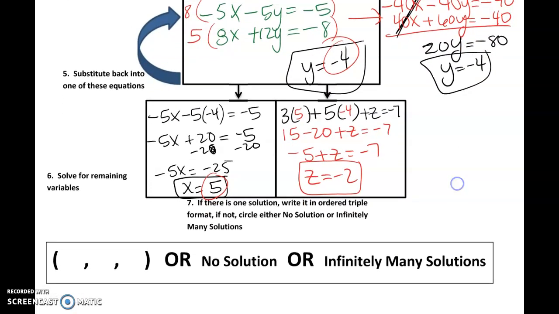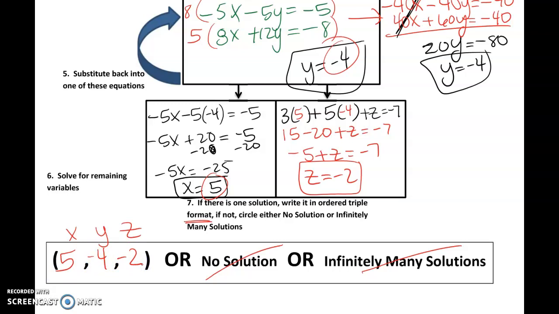So step 7 says, if there is one solution, write the ordered triple format. If not, circle one of the others. So it's not no solution, it's not infinitely many. We did find a solution, and it's really important that you put these in alphabetical order. This is x, this is y, this is z. That's why it says write it in ordered triple format, because it needs to be correct. It goes 5, then -4, then -2. And that is my solution.